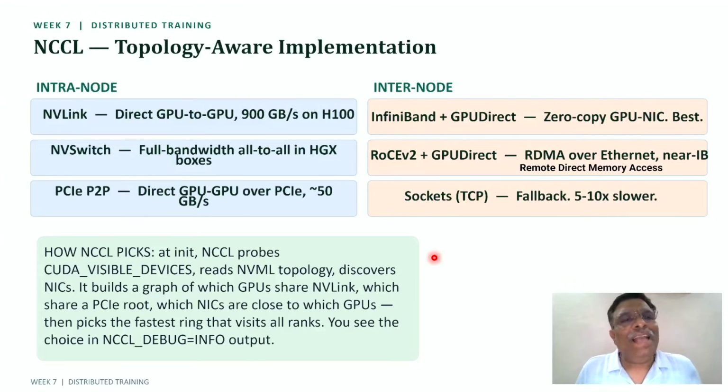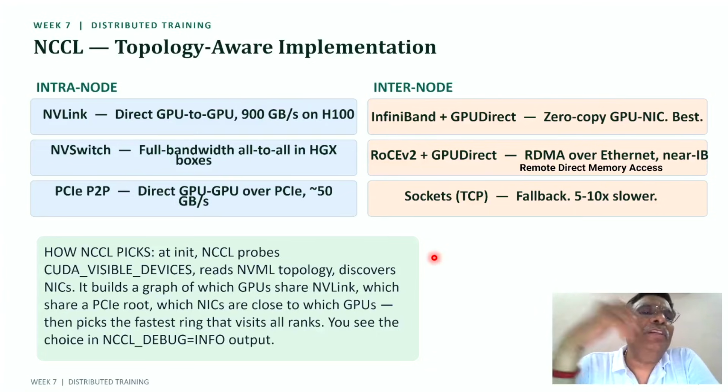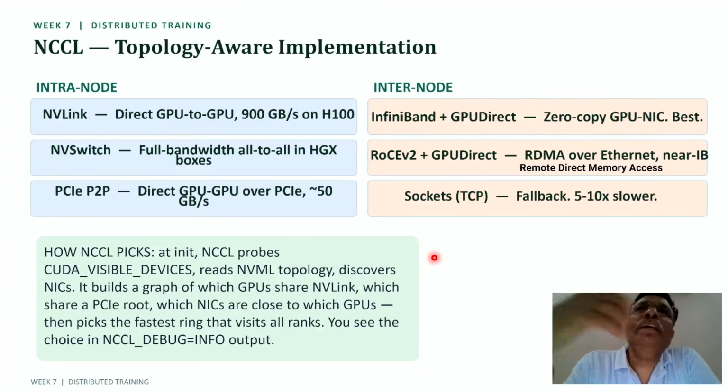So NCCL, which we are talking about, is the thing we basically use, and it is a topology-aware implementation by NVIDIA. This means that when you are trying to communicate, there are two types of communication. One is intra-node communication, and the other is inter-node communication. When I'm talking of intra-node communication, I'm talking of, let us say, the communication which happens between all the 8 GPUs on the DGX server. That's a single node.